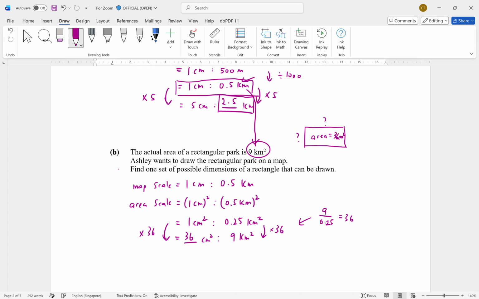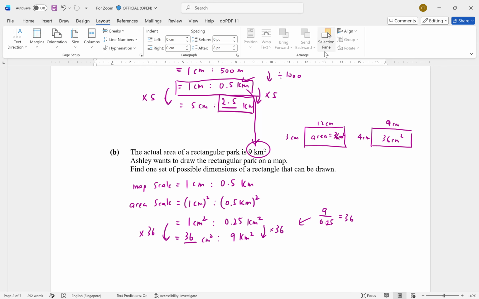So one possible set of dimensions, you just need to think of two numbers you multiply together to get 36. One possibility could be 3 and 12, 3 cm and 12 cm. So this question has multiple answers. Or it could also be 4 times 9, 4 cm times 9 cm. So you just write down any one possible pair.